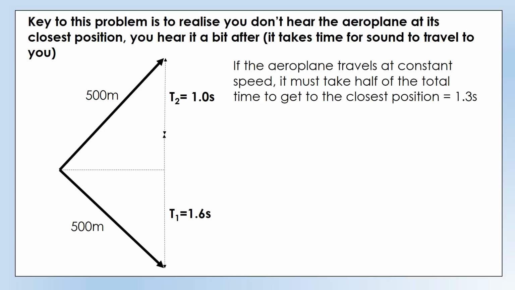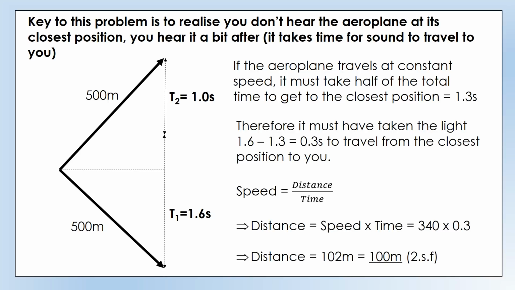So the first thing I'm going to do is figure out how long it takes to actually get to the closest position. So it's completely symmetrical. So you can see that it's going to take 1.3 seconds to get to the midpoint, because it takes 2.6 seconds to do the whole side of the triangle. So it must be 1.3 to do the middle section of the triangle. And then we can figure out, well, we actually heard the jet loudest at 1.6 seconds. So we know it's taken 0.3 seconds for the sound to travel from the closest position to you.